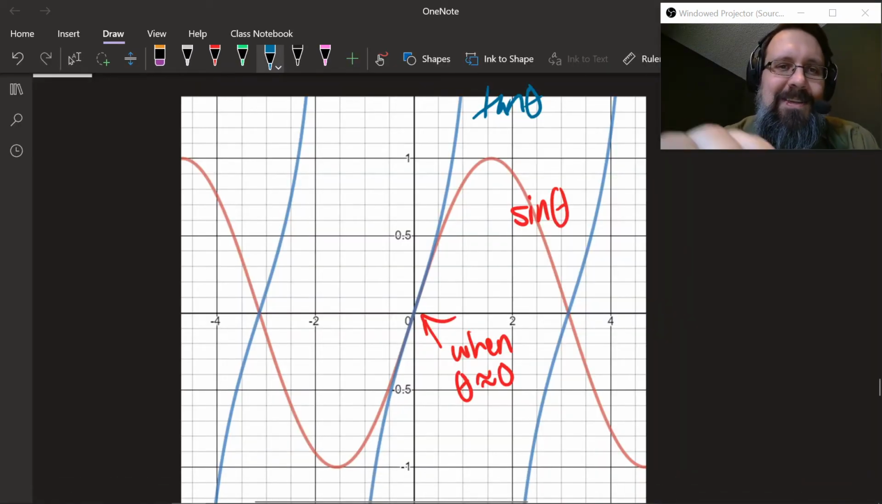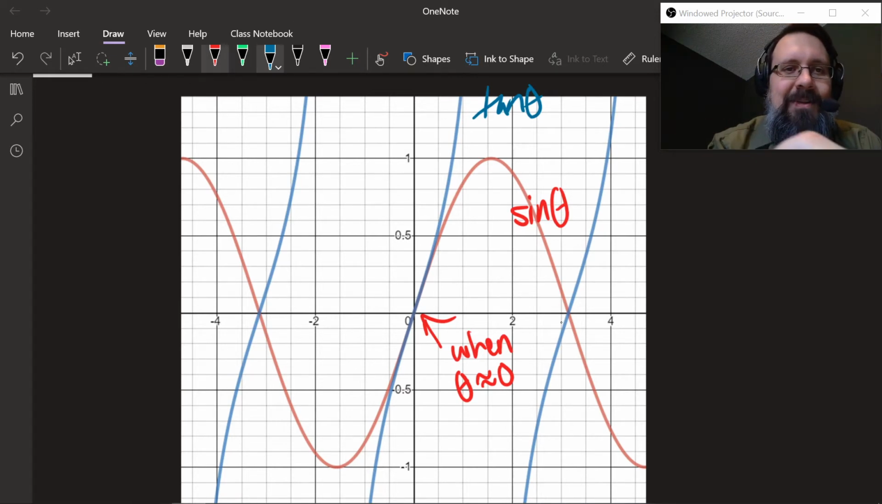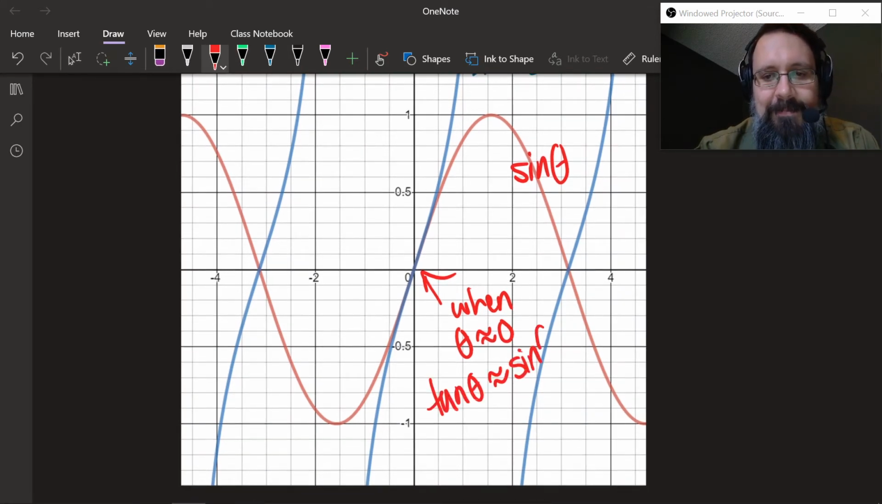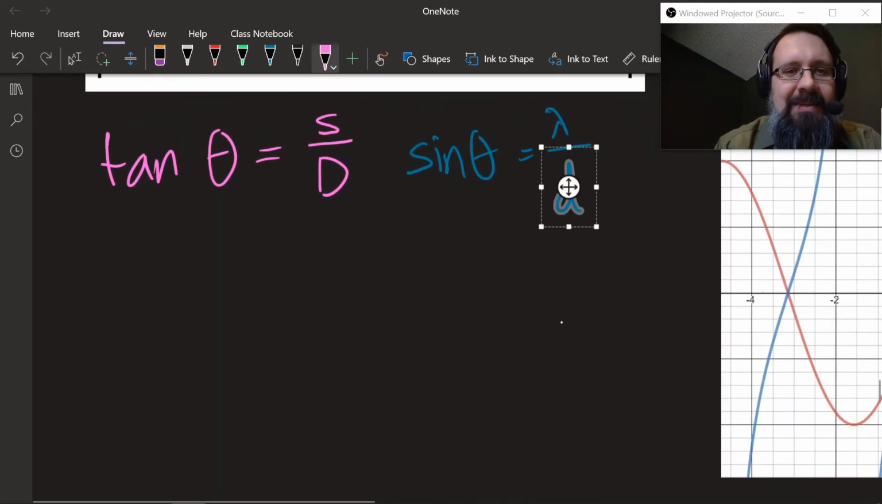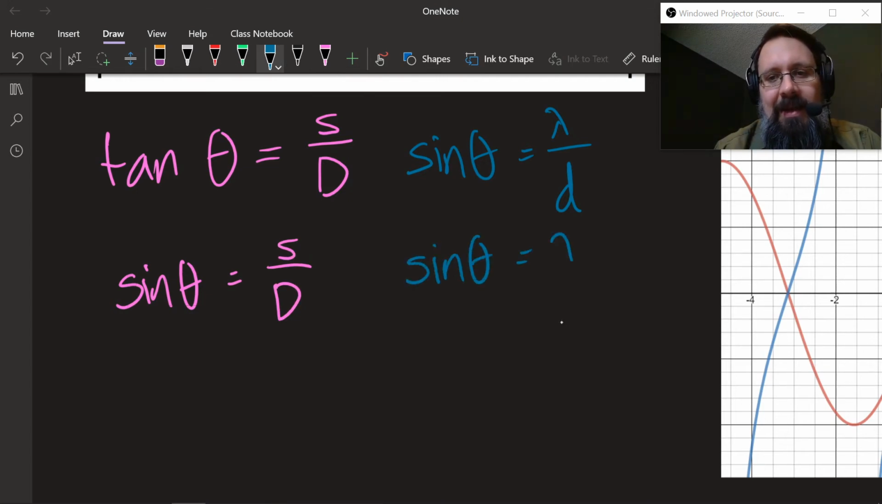Well, anyway, you can see right here that they're the same. So when theta is really, really small, tan and sine are going to equal each other. When theta is very small, tan theta is approximately equal to sine theta. So if we look back at our equations, this tan theta is basically sine theta. And so now we have two expressions for sine theta, so we can set them equal to each other.